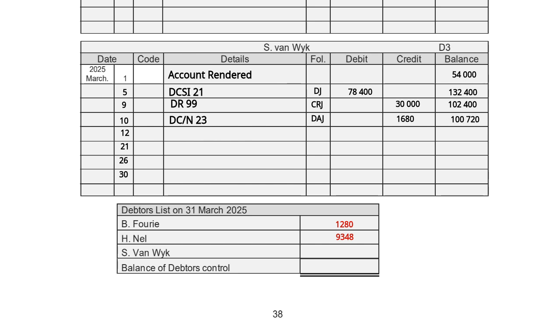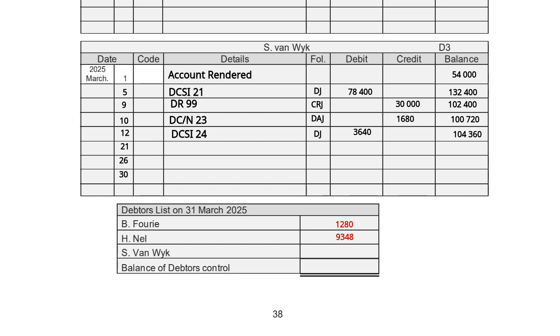Then on the 12th, credit sales of inventory to S van Wyk, so more credit sales is taking place, so our journal is our DJ journal. Duplicate credit sales invoice will be issued. Number 24 will be found if you go back to your DJ journal. 3640 will be debited. So now the amount owing is 104,360.